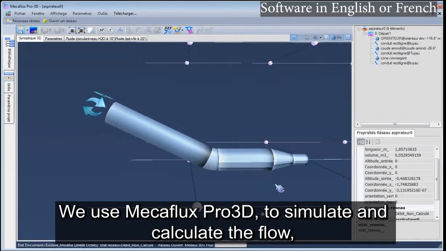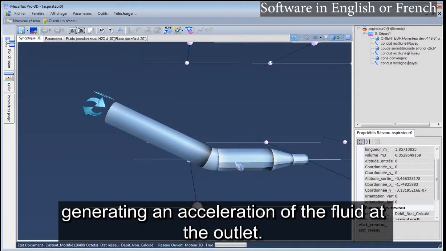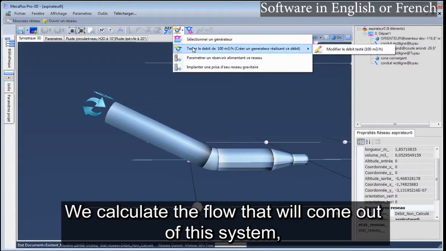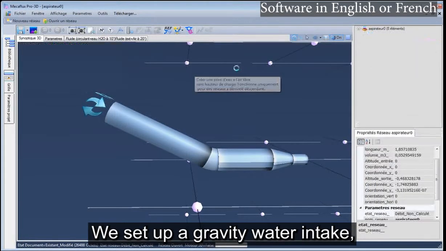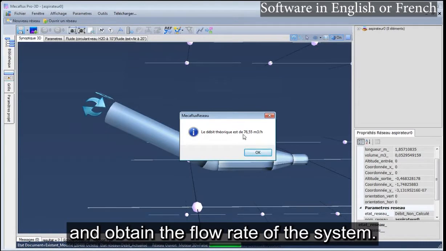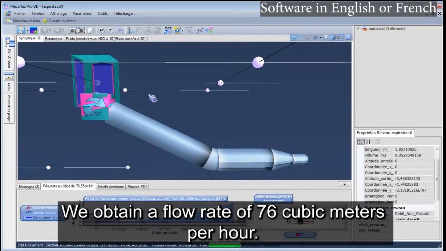We use MechAFlux Pro 3D to simulate and calculate the flow in this small system with a reduction in diameter, generating an acceleration of the fluid at the outlet. We calculate the flow that will come out of this system with a gravity water intake. We set up a gravity water intake and obtain the flow rate of the system. We obtain a flow rate of 76 cubic meters per hour.